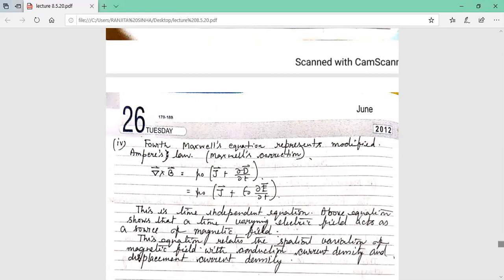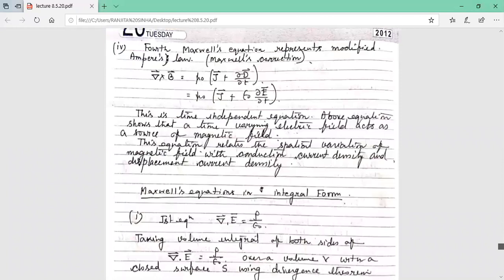So these are the four Maxwell equations, and we have already deduced all of them. In the next class we will explain the integral form of Maxwell's equations. Maxwell's equations are included in your syllabus and are very, very important.